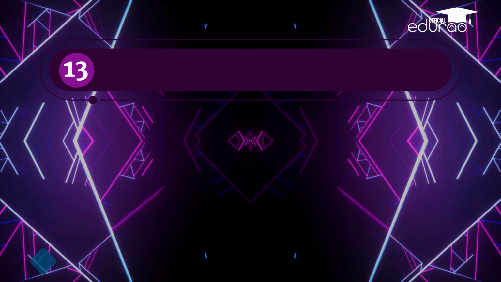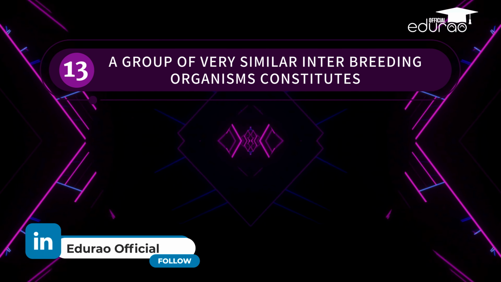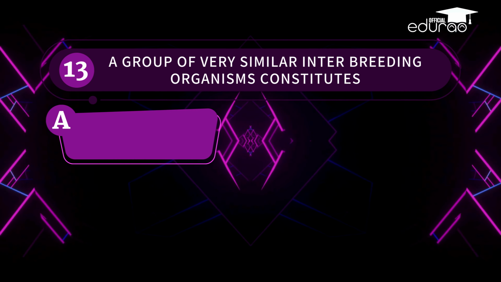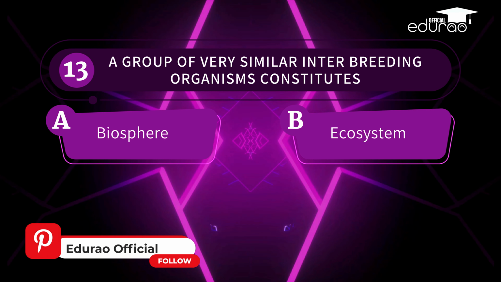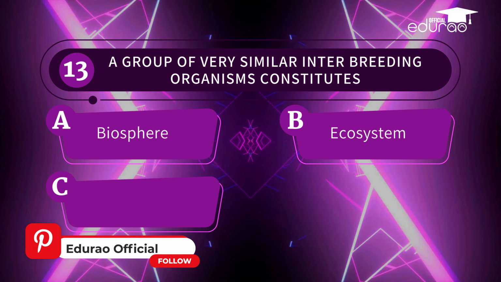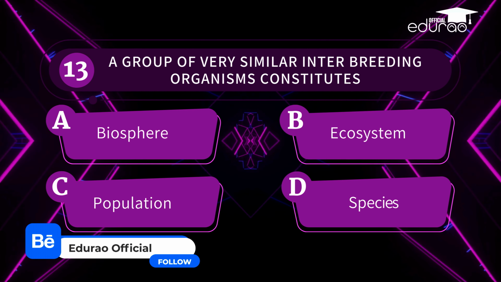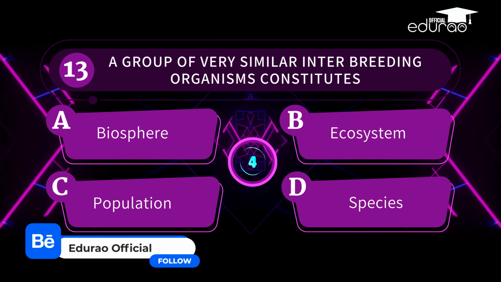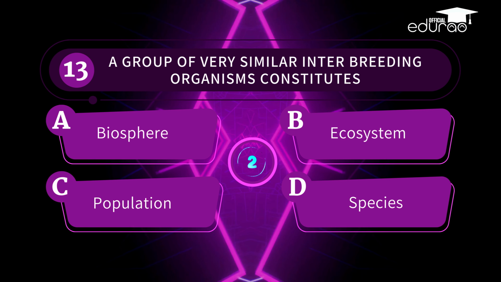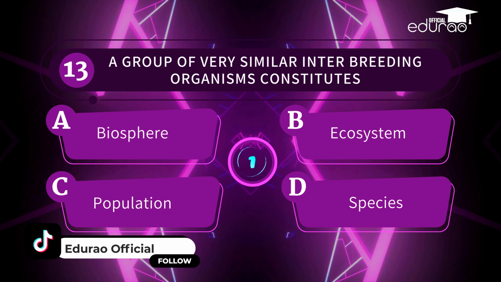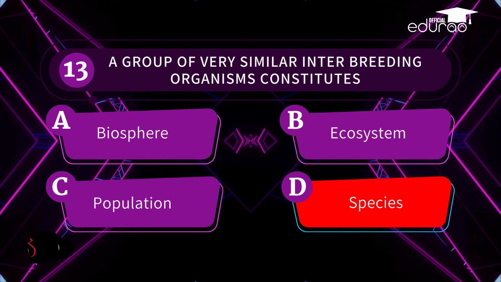Question 13. A group of very similar interbreeding organisms constitutes A. Biosphere, B. Ecosystem, C. Population, D. Species. That's perfectly correct. Correct answer is species.